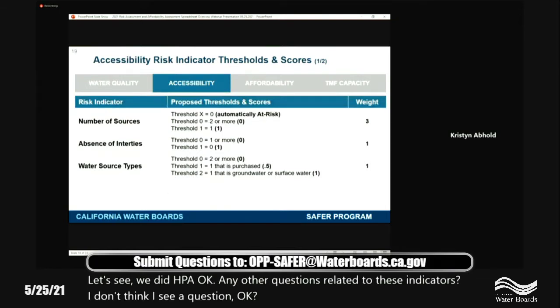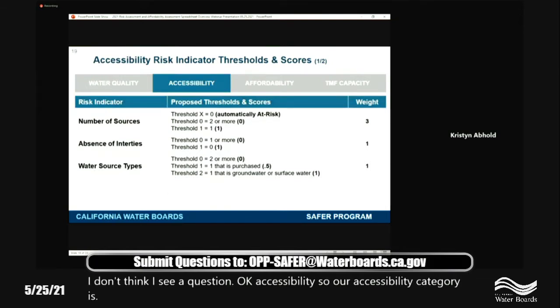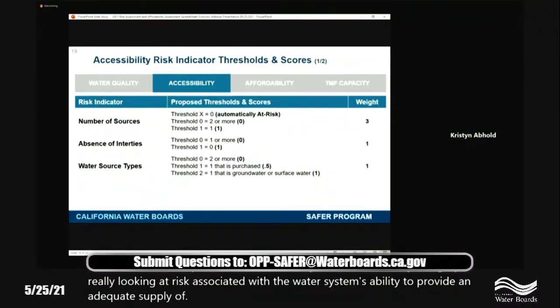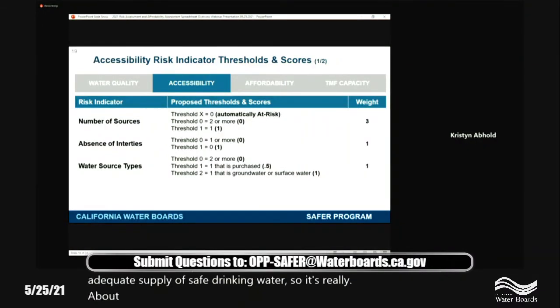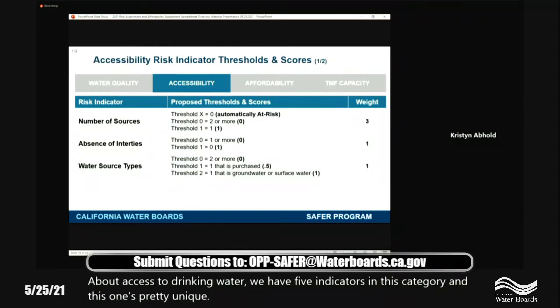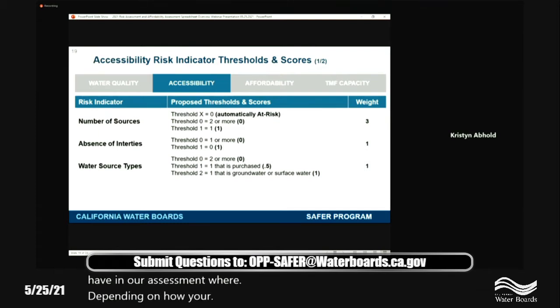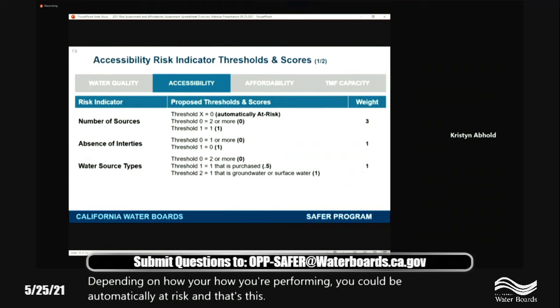Accessibility. So our accessibility category is really looking at risk associated with a water system's ability to provide an adequate supply of safe drinking water. So it's really about access to drinking water. We have 5 indicators in this category, and this one's pretty unique. It has one risk indicator, and it's the only one we have in our assessment where, depending on how you're performing, you could be automatically at risk. And that's this first one here, which is number of sources.